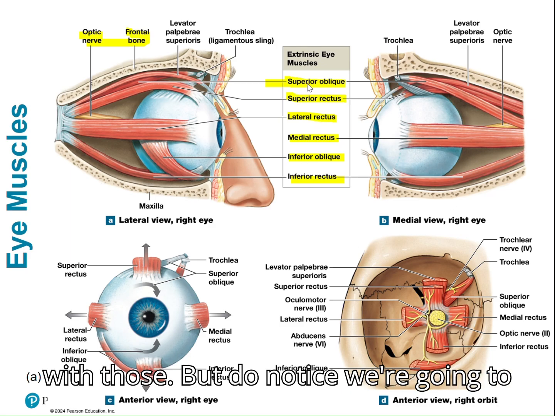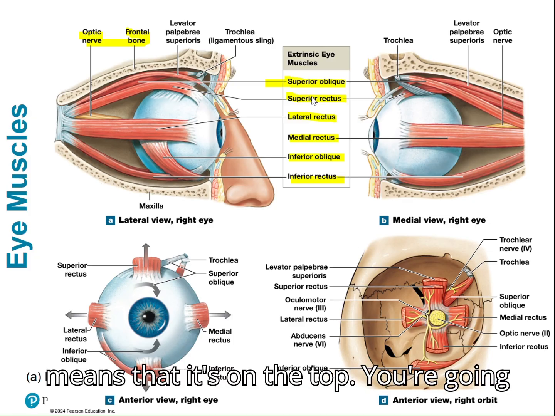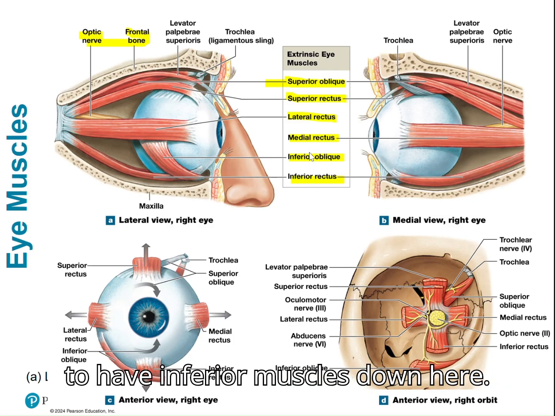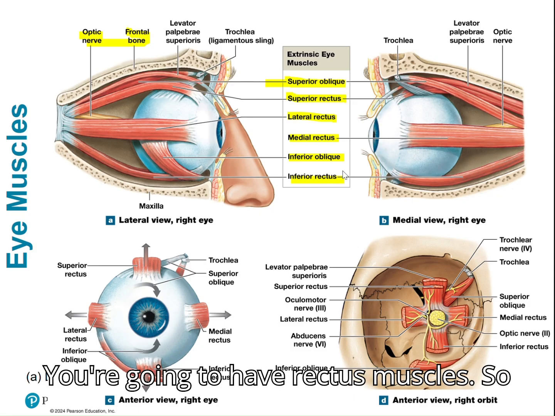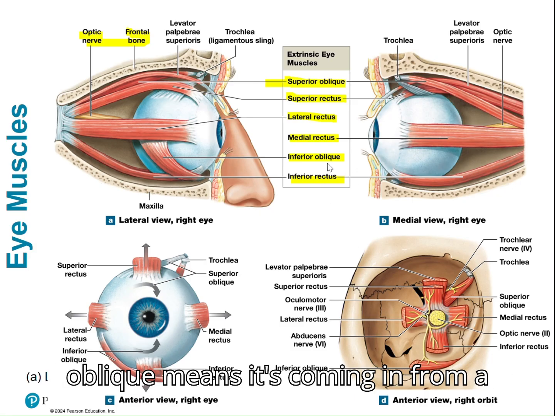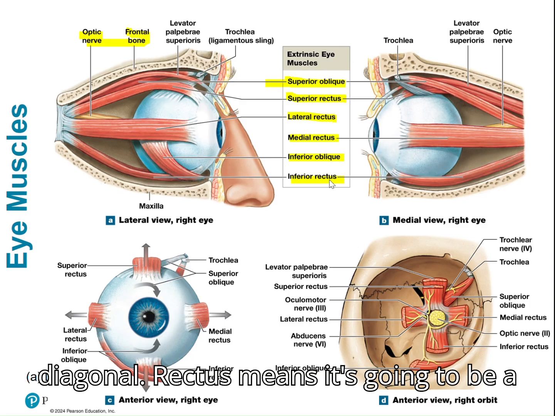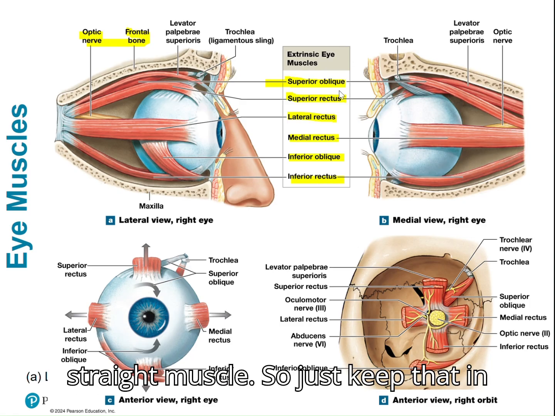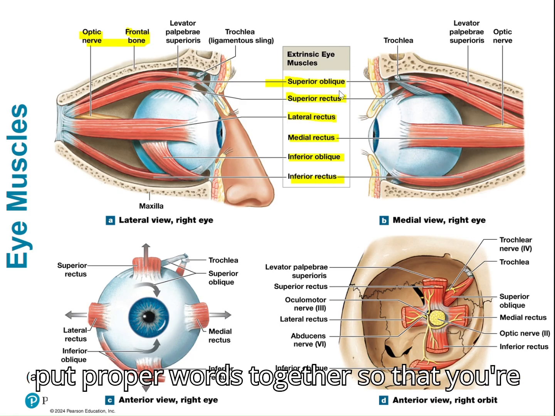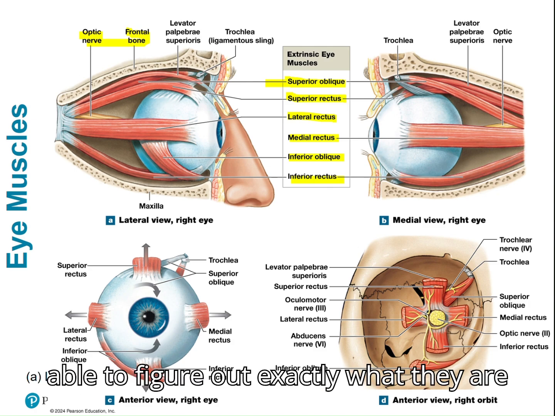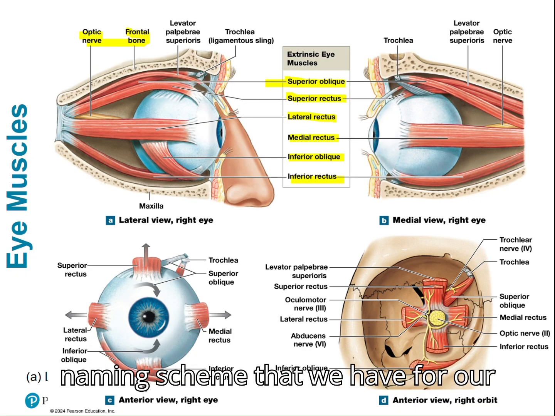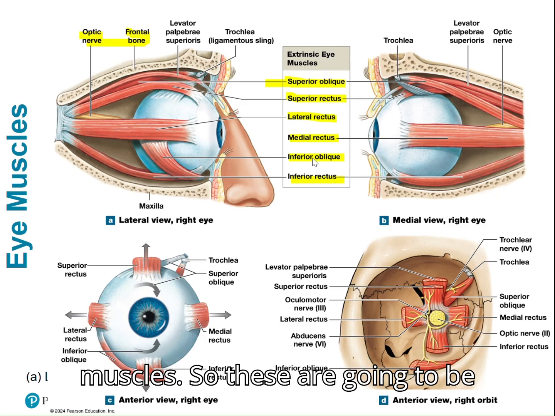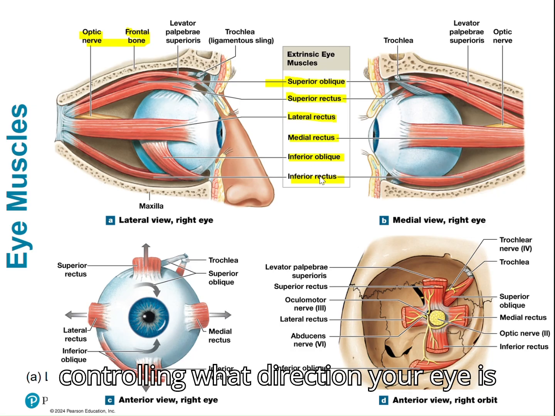But do notice we're going to have superior. So superior, of course, means that it's on the top. You're going to have inferior muscles down here. You're going to have oblique muscles. You're going to have rectus muscles. So oblique means it's coming in from a diagonal. Rectus means it's going to be a straight muscle. So just keep that in mind as you're going through these, put the proper words together so that you're able to figure out exactly what they are going to look like and where they're going to be located in terms of the naming scheme that we have for our muscles. So these are going to be controlling what direction your eye is going to be moving in.